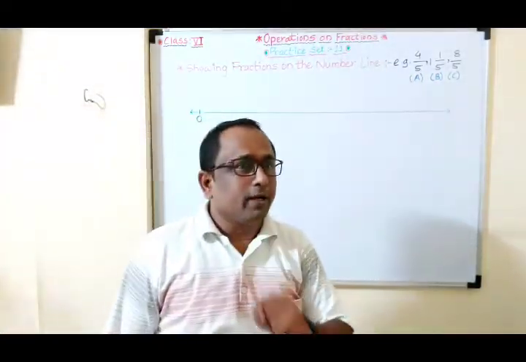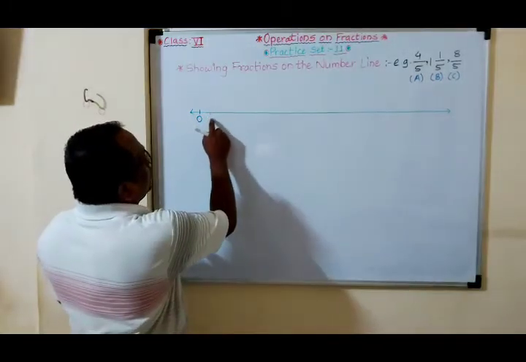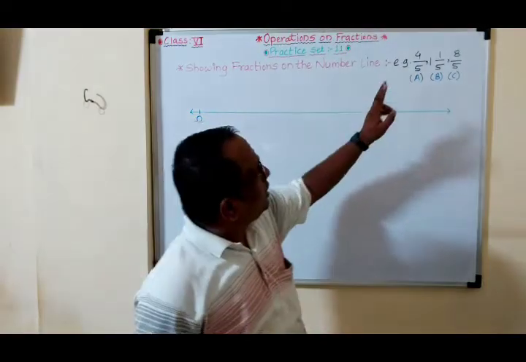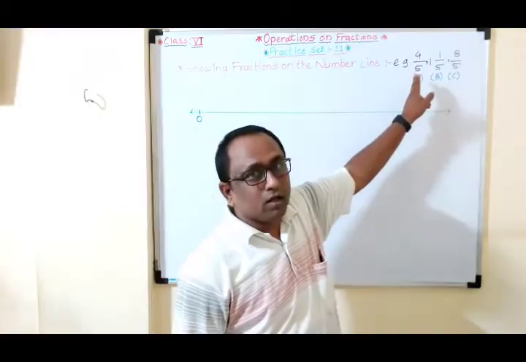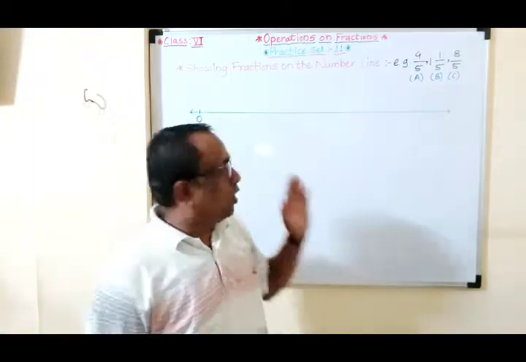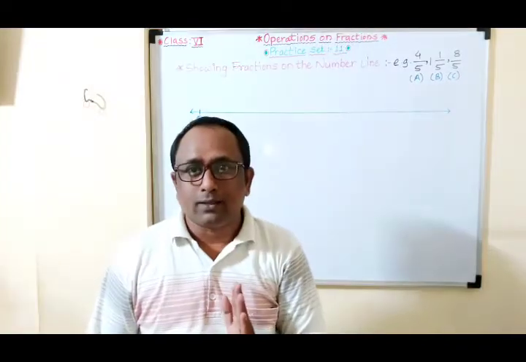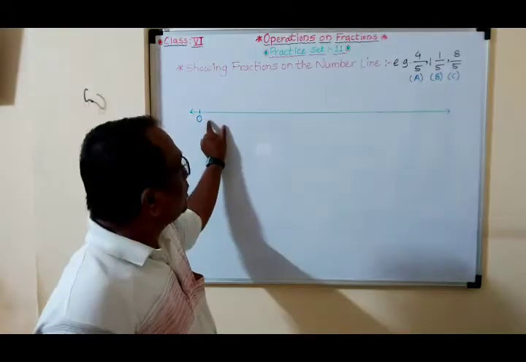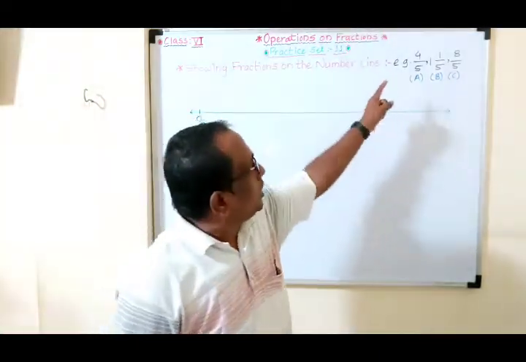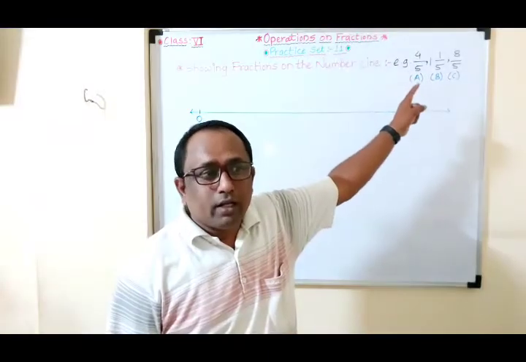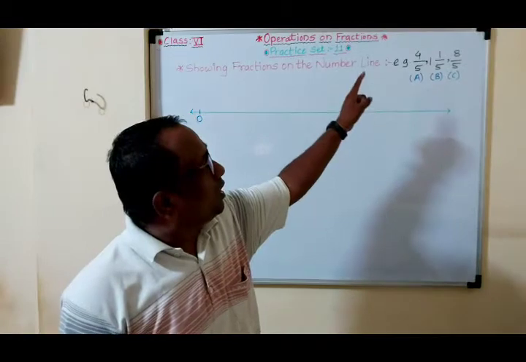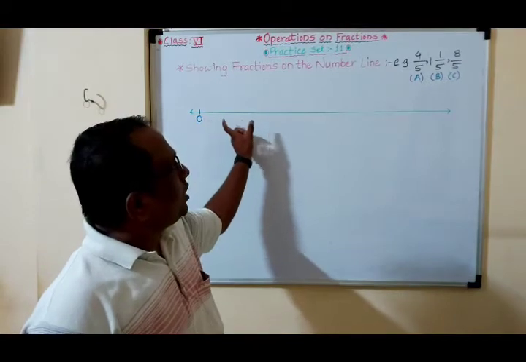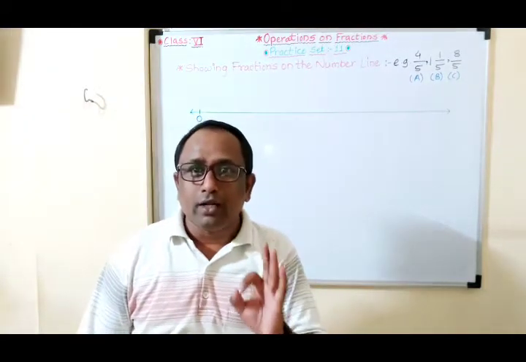Now students take care, here we are making units, means we are making parts, and those parts are called units. In the given example you have to see the denominator, which is 5. So from this 0 you have to make 5 equal parts. The units we show on the number line are nothing but the denominators. Denominator here is 5, so we make unit parts of 5.